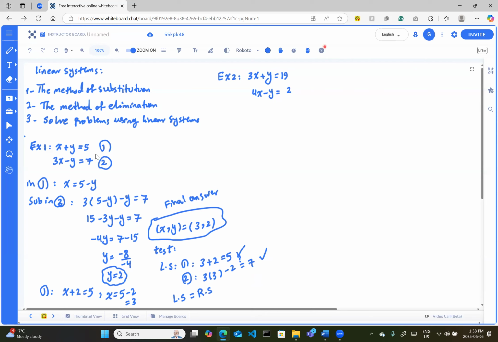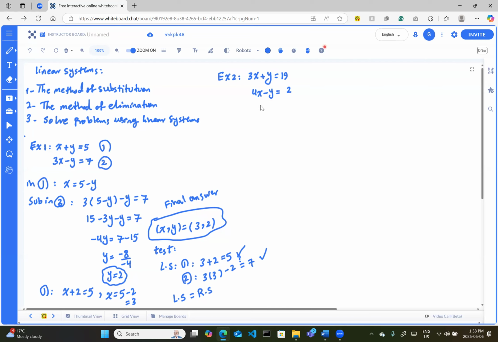This was about the substitution method. So that means we isolate one of the variables and sub it into the second equation. Then finally, we're going to have one equation with one variable, which is solvable. And then when you found that variable, then you can substitute that variable in one of those equations to find the other one.